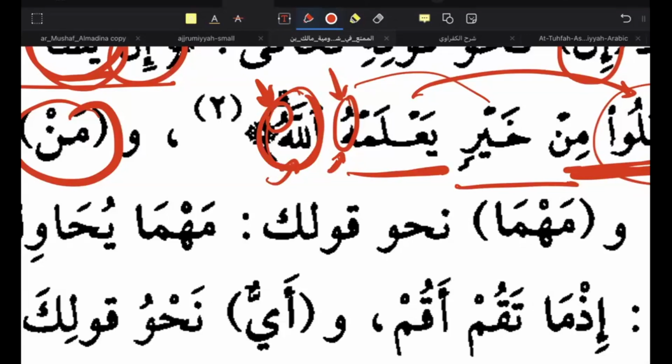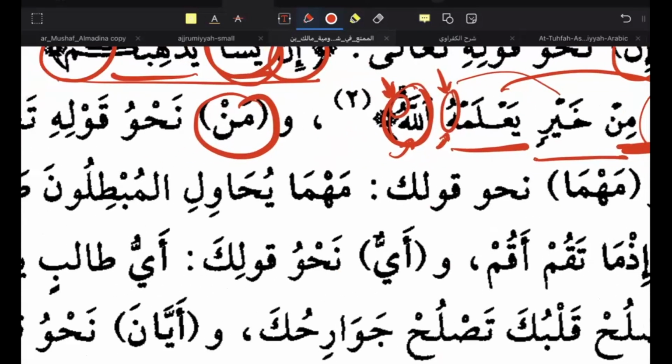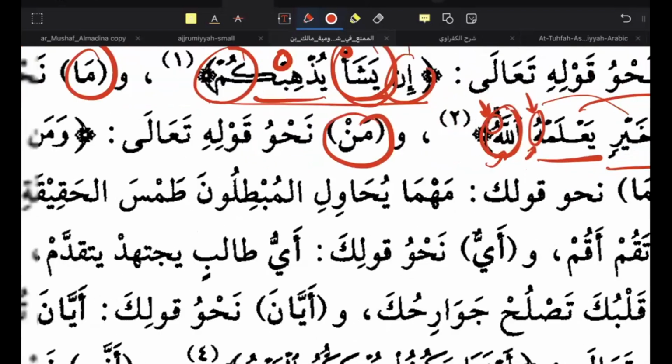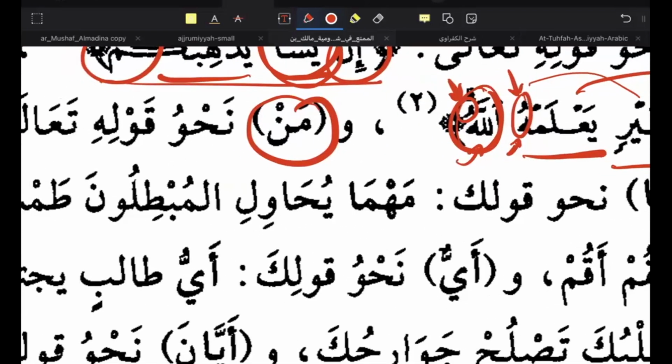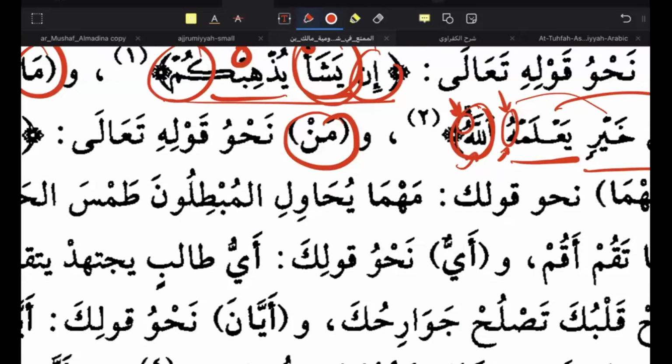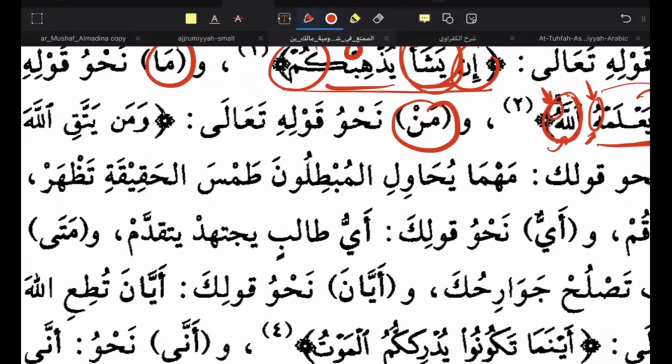The word is in marfu state. But if it's something mabni, you cannot say it's marfu or mansub. It has to be in mahal, in the place of marfu or in the place of mansub. Yes, this is also mabni ala dham. So when anything is mabni, it's very easy. Just look at the haraka at the end, and that's what it is mabni on. Now, the next one we have is man.